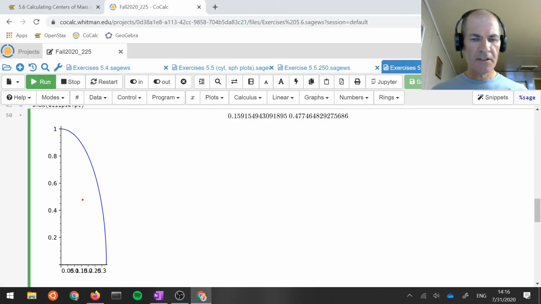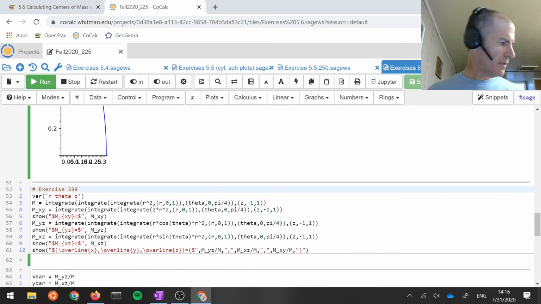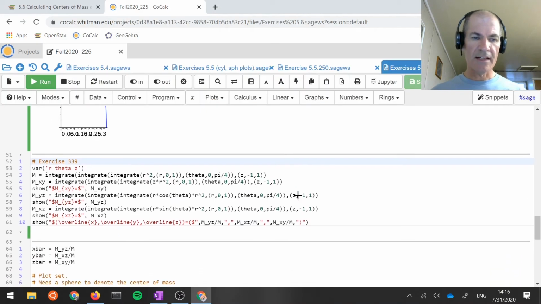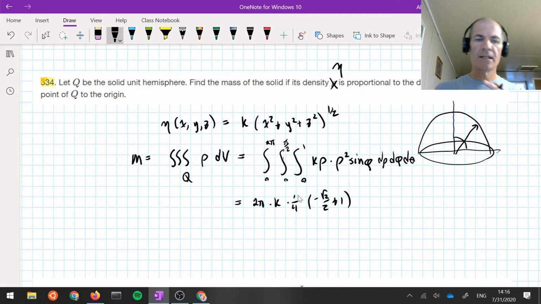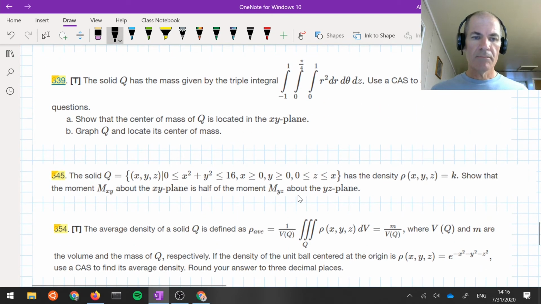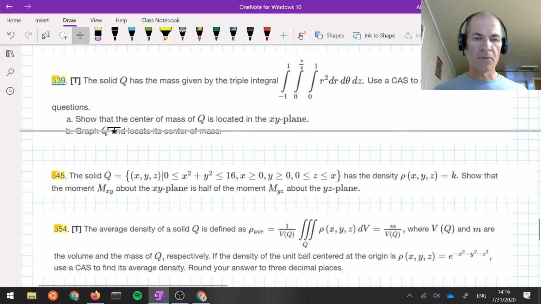I don't remember if I did this one in Sage or not. Let me scroll down a little bit. This is problem 334, so no, I didn't bother. I guess the calculations were so straightforward, I decided not to use Sage. All right. Problem 339. Here we've got a t, so that suggests that we're going to use Sage.